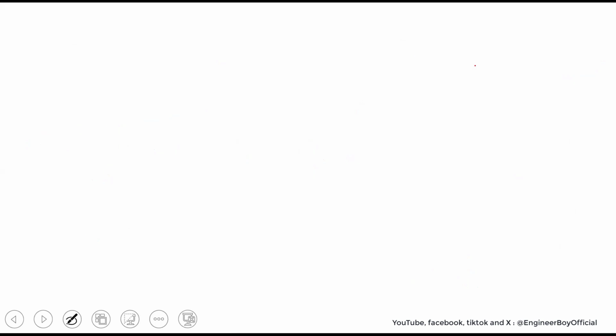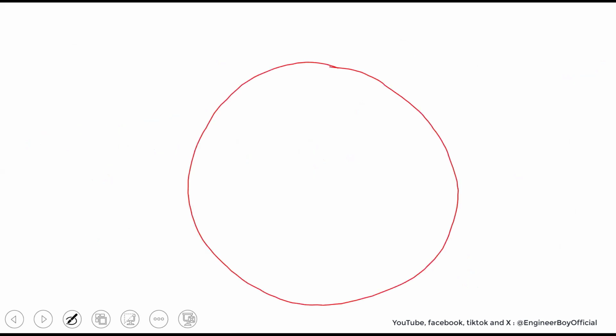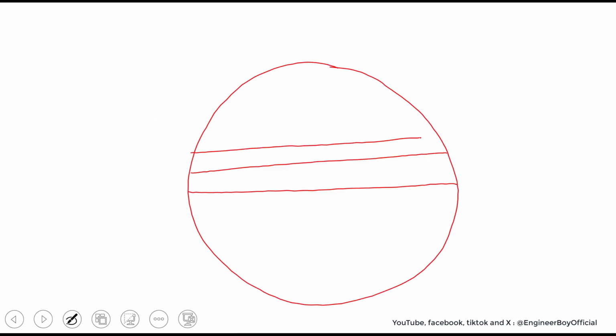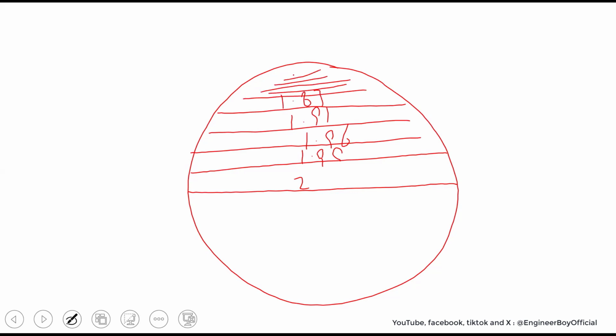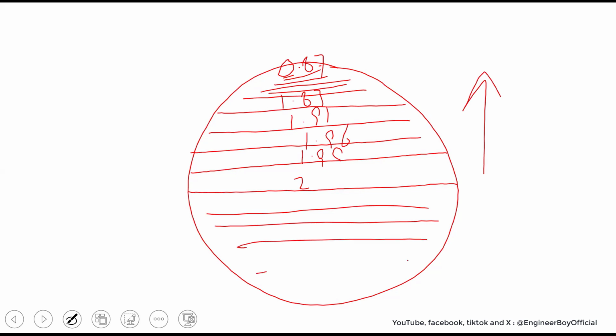So if the central one is 2 meters, then we have 2 meters, this is 1.99, this one is 1.96, another one is 1.91, another one is 1.83, and so on. At the end, you may have 0.87, and this is for the top half of the slab. For the bottom, it can be the same values.